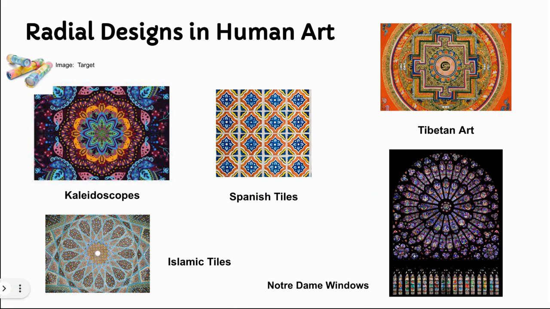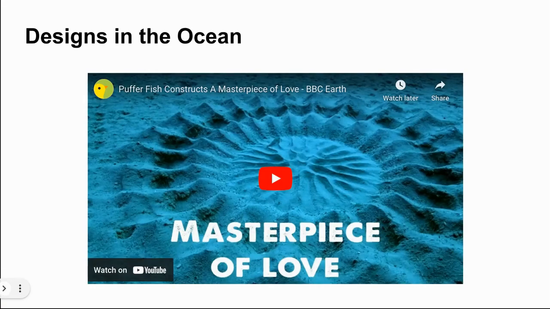If you don't know what a kaleidoscope is, just take a look at the image that I got from Target that shows a kaleidoscope. You can see radial design in Islamic tiles, Spanish tiles, Tibetan art, and even the windows in Notre Dame. There are a lot of great pieces of radial design, even in nature, for animals like the pufferfish here. So let's take a moment and watch the rest of this video.